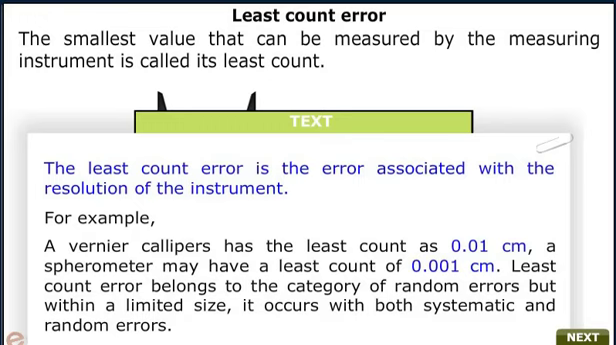For example, a vernier calipers has a least count of 0.01 cm. A spherometer may have a least count of 0.001 cm. Least count error belongs to the category of random errors, but within a limited size. It occurs with both systematic and random errors.